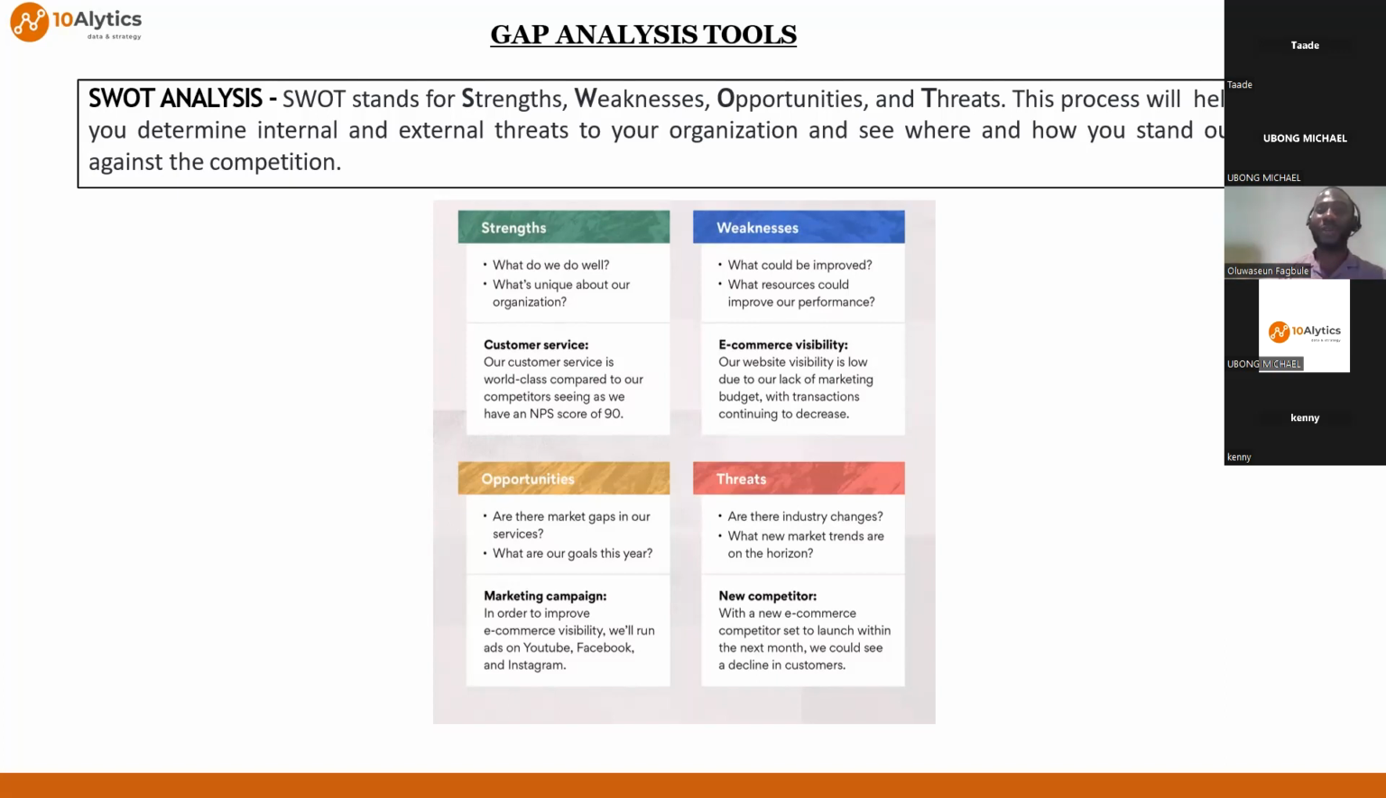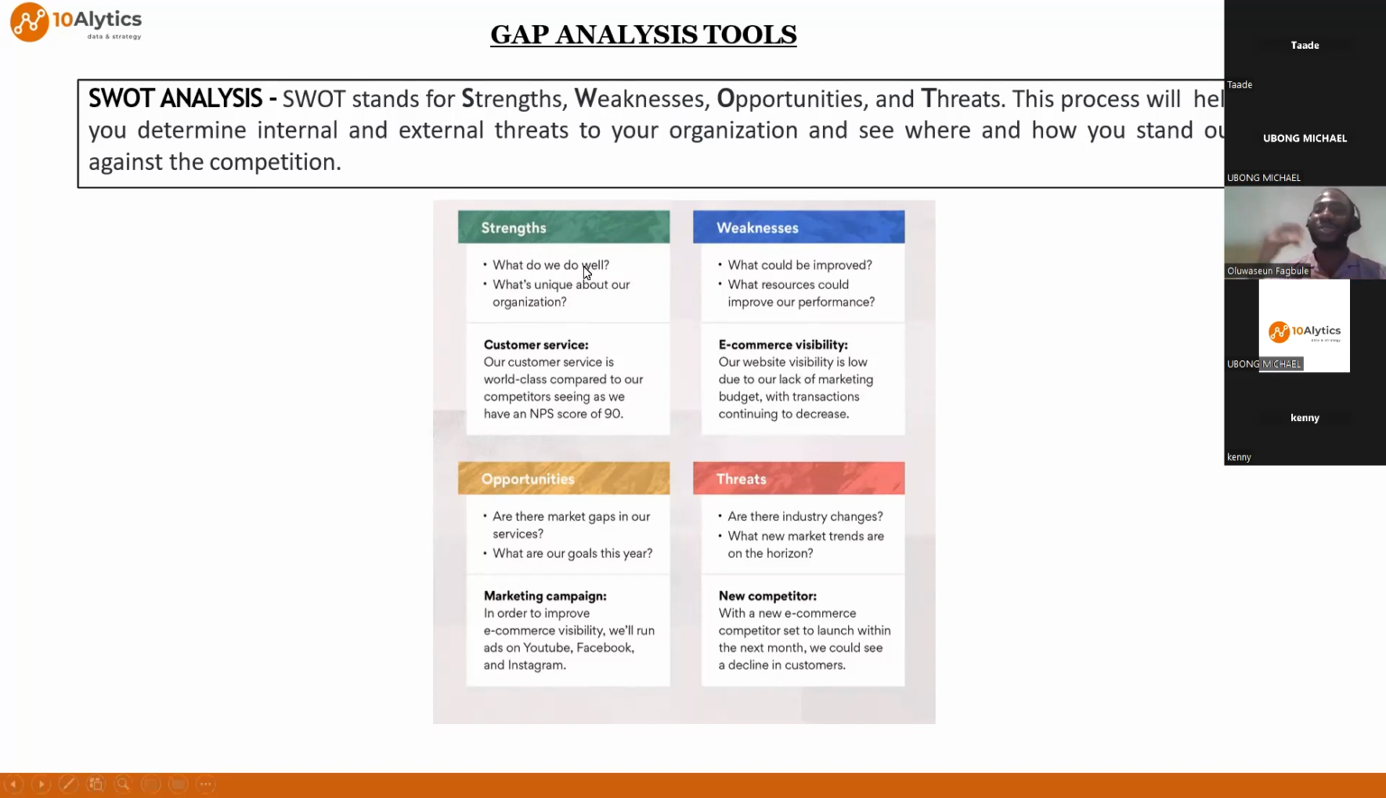If it's in the financial industry, say GT Bank would have their own app, and Zenith Bank will have their own app as well, right? Which you can compare to see what the strengths are against each other. So for you to analyze the strength, you want to check what are the things that we do well, right? What's unique about the organization or the process or the product that you're comparing?